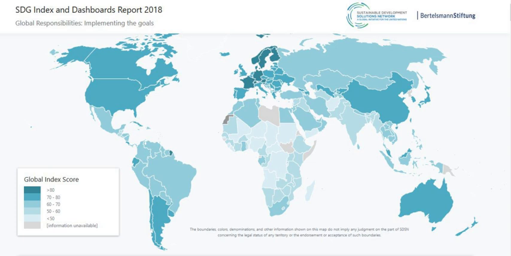Topic: Description. There are 169 targets for the 17 goals. Each target has between 1 and 3 indicators used to measure progress toward reaching the targets. In total, there are 232 approved indicators that will measure compliance.